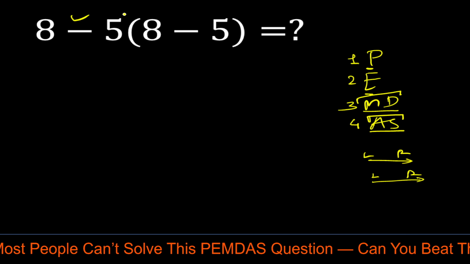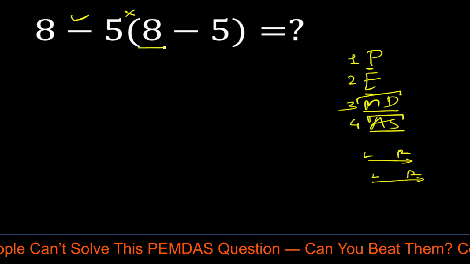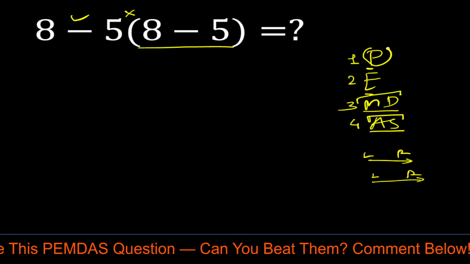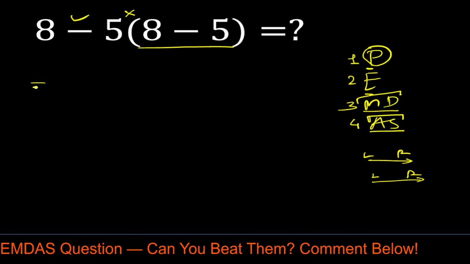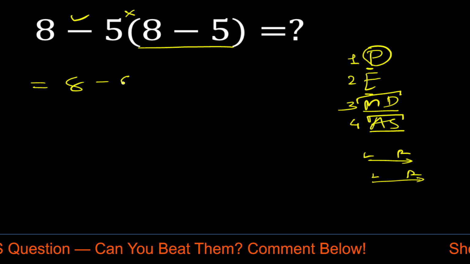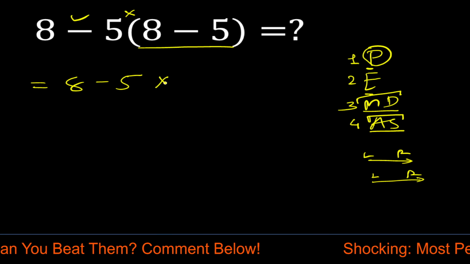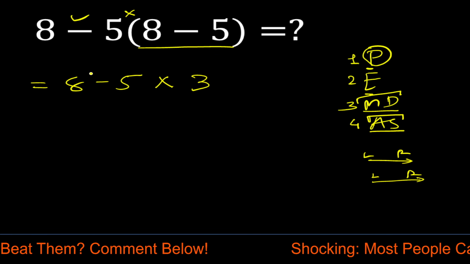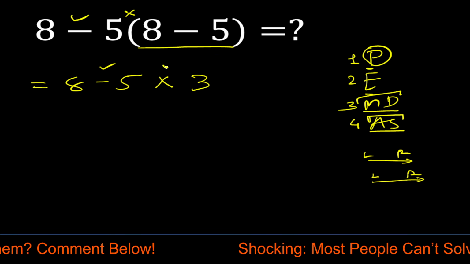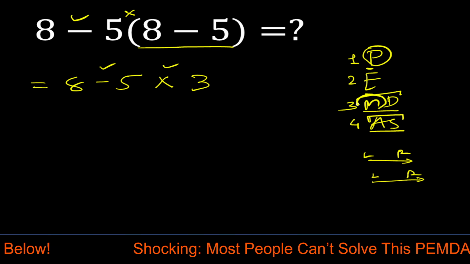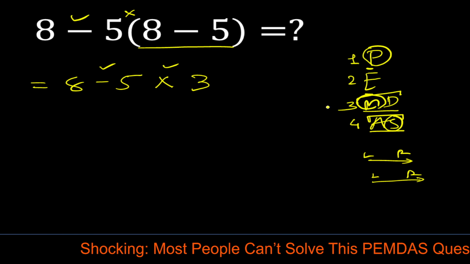So in this question, here we have subtraction, here multiplication, and here we have one parenthesis, right? So according to the PEMDAS rule, first we have to solve the parenthesis. So now 8 minus 5, now solve this parenthesis, 8 minus 5 is equal to 3. So times 3, right? Now here we have subtraction and here multiplication. So according to the PEMDAS rule, first we have to solve multiplication. Then we have to solve subtraction, right?